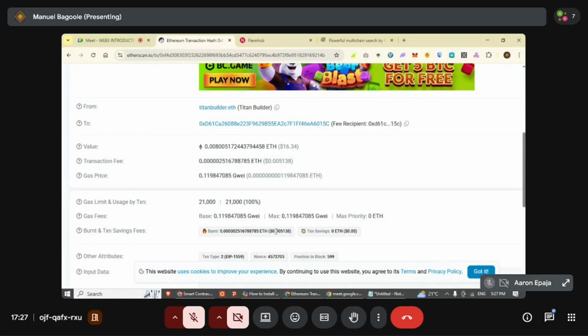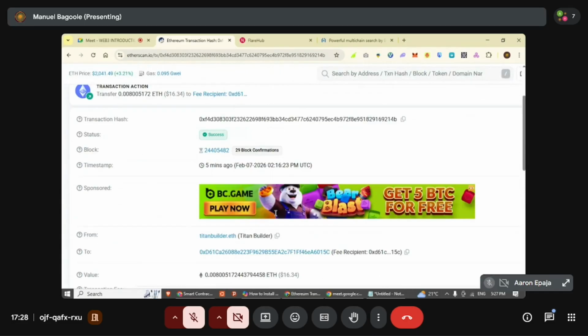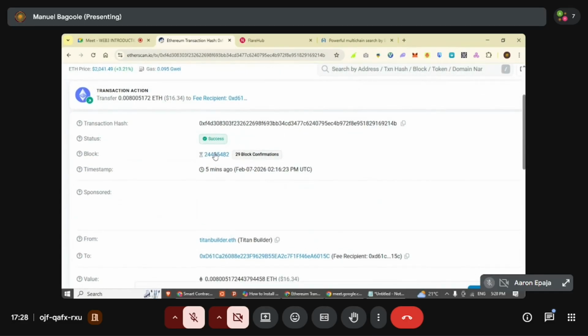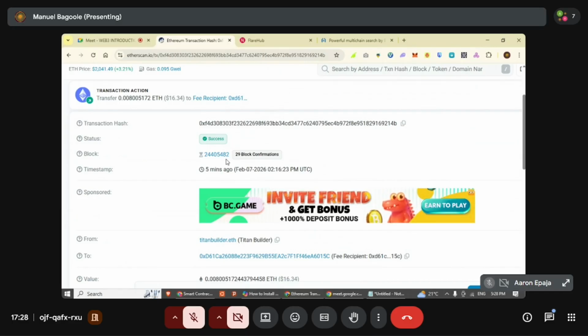And these other details could likely be the same, but the nonce can never be the same. Maybe the other thing that could not be the same is the block number, the block in which the transaction was executed. But it's also possible that two transactions are mined in exactly the same block and have very similar details.